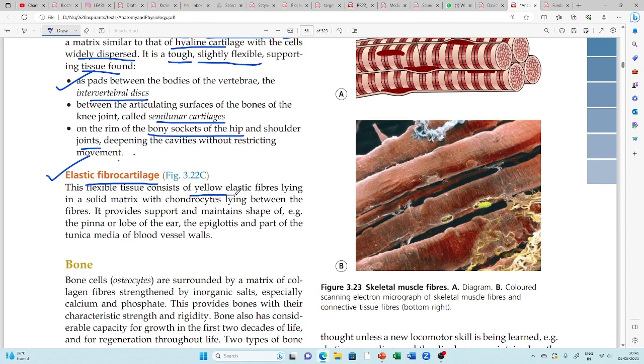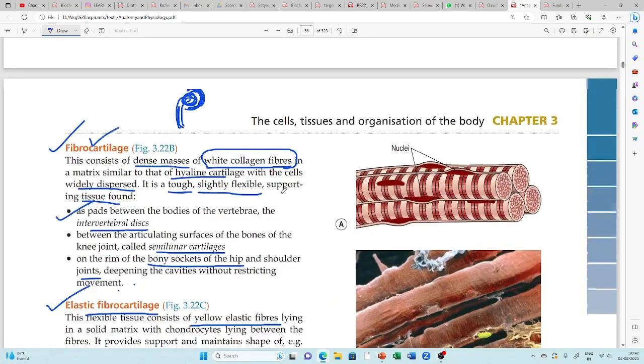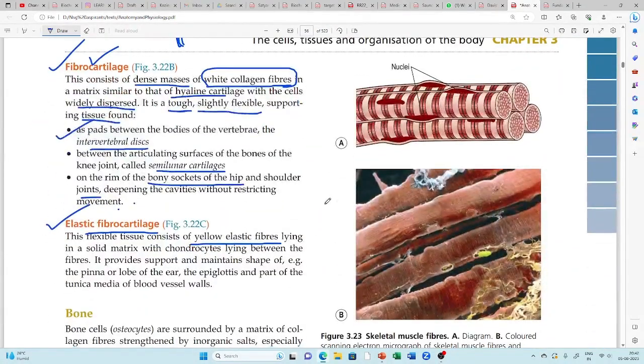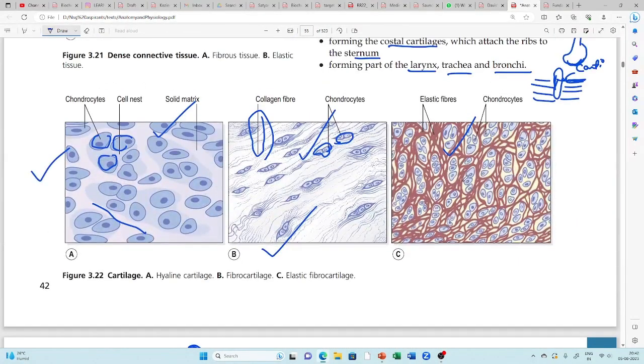Yellow elastic fibers we can see in this cartilage. Here you can see it is a little bit bluish. The first one, hyaline cartilage, is bluish white, and this is white, and this is yellow. Okay, yellow elastic fibers lying in the solid matrix with the chondrocytes. This is a structure, yellow elastic fibers with the chondrocytes.